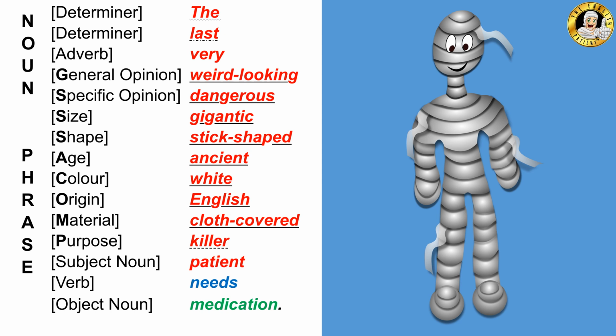So as you can see there, we've got central determiner, the, post determiner, last, and then we've got an adverb describing the general opinion, very weird looking. And then following the order, we've got general opinion, specific opinion, dangerous, size, gigantic, shape, stick-shaped, age, ancient, color, white, origin, English, material, cloth-covered, purpose, killer. And finally, we have the head noun, and all of this is part of the subject, patient. And then we've got the verb, needs, and our object, in this case, medication.